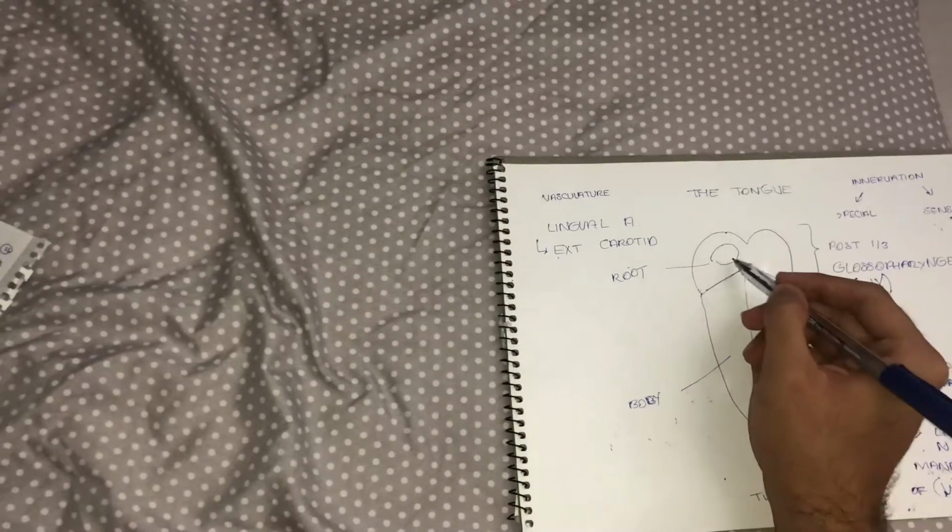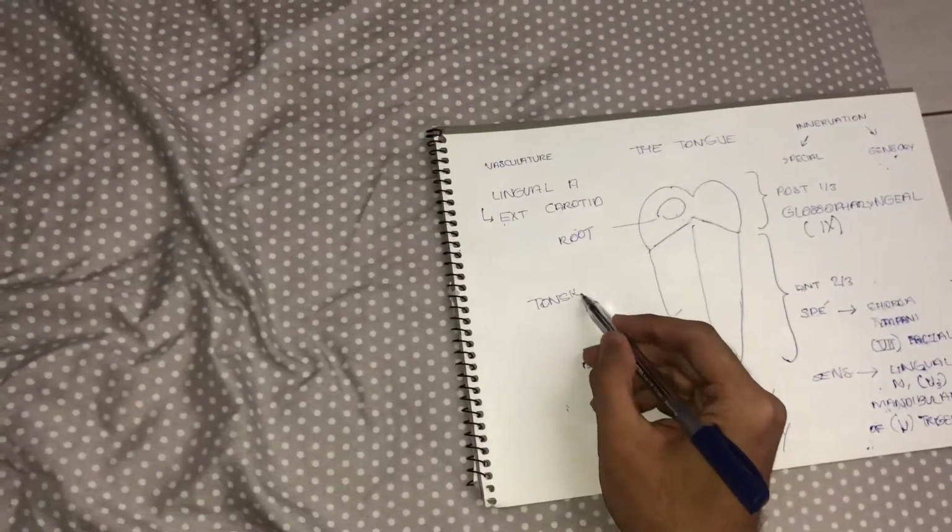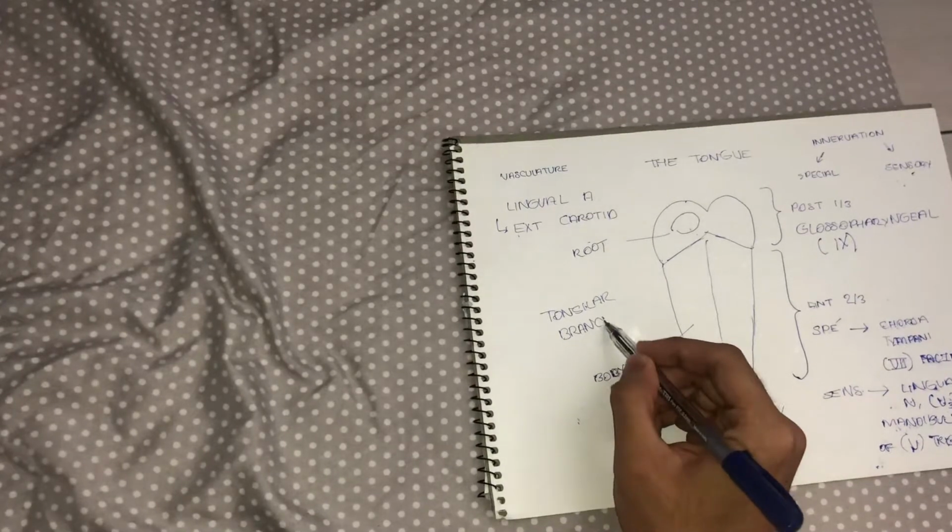Now we shall talk about the vasculature. The tongue is supplied by the lingual artery, which is a branch of the external carotid. And sometimes this part of the tongue is supplied by the tonsillar branch of the facial artery, my bad.